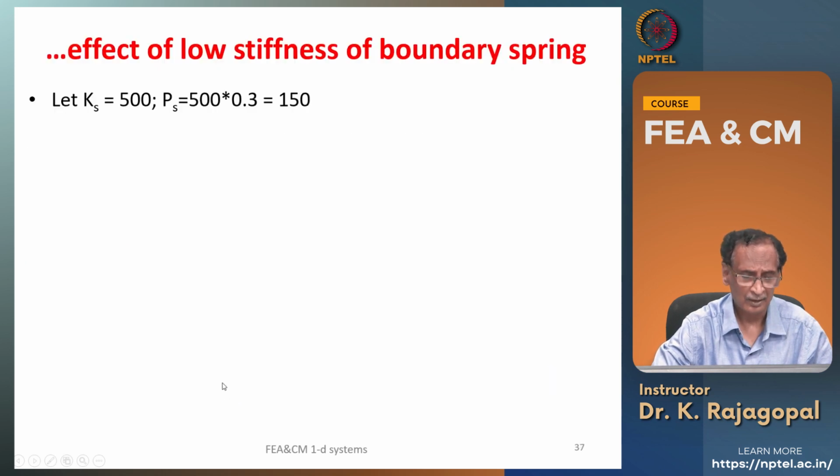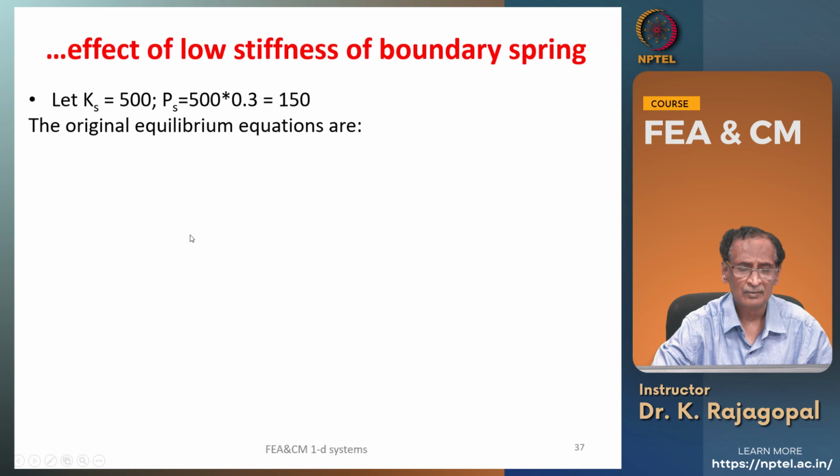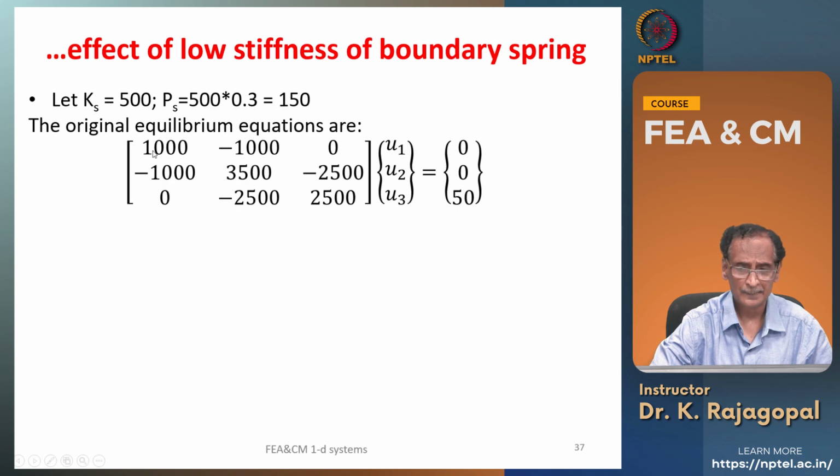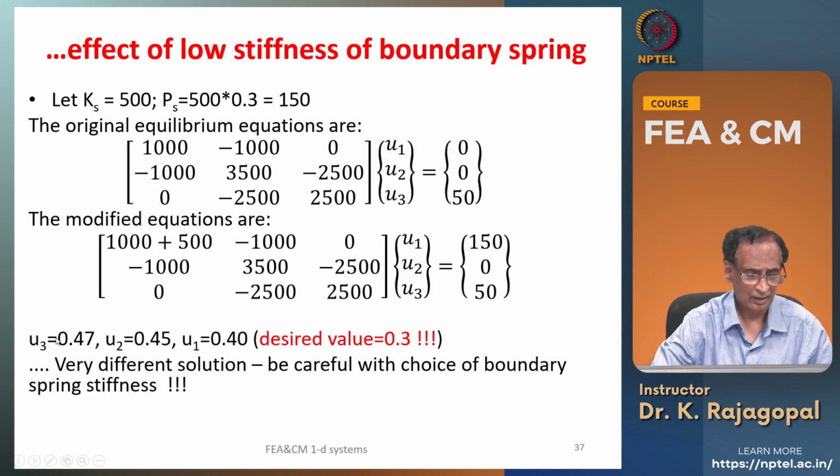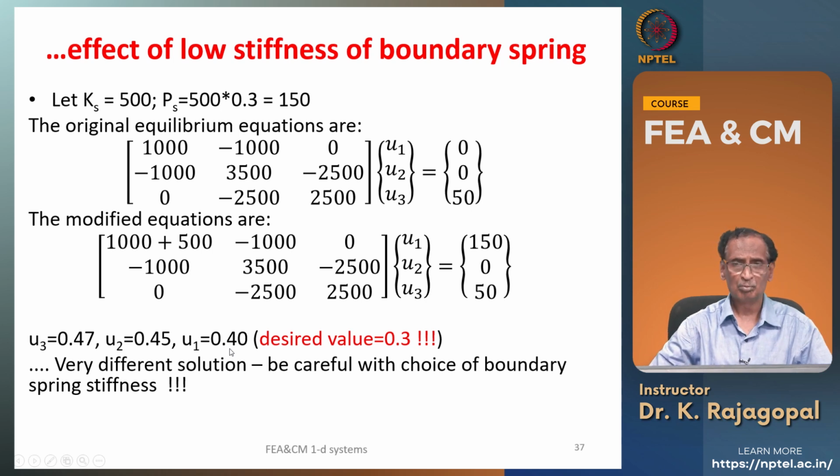And now let us look at another example. By assigning only 500 to the boundary spring, Ks is 500, okay. And if you solve, we see that our U3 is 0.47, U2 is 0.45, and U1 is 0.4. See, we wanted a U1 of 0.3, but we end up with 0.4, which is totally different.